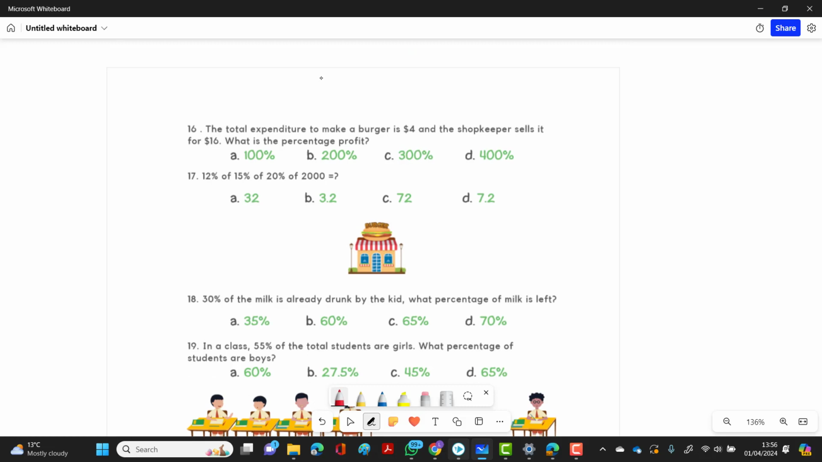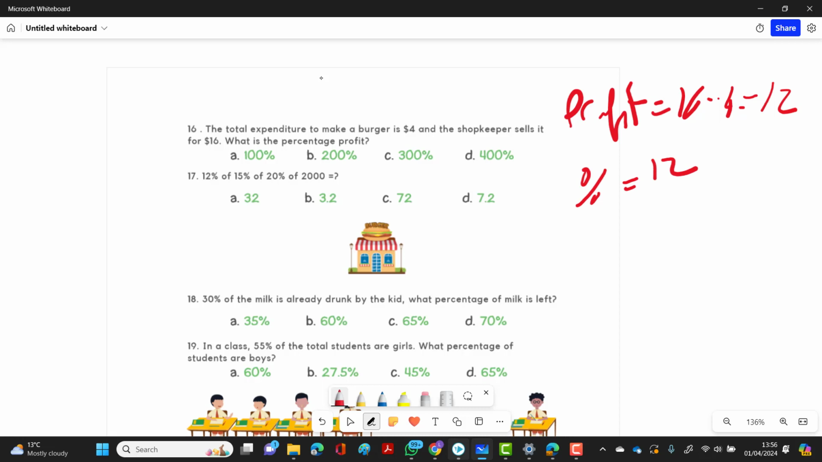Okay, the total expenditure to make a burger is $4 and the shopkeeper sells it for 16. What is the percentage profit? So first of all, work out the profit. So it'd be 16 take away 4, which is 12. And then you do percentage equals 12 over the original amount times 100. So that equals 3 times 100, 300%. So 16 should be C.